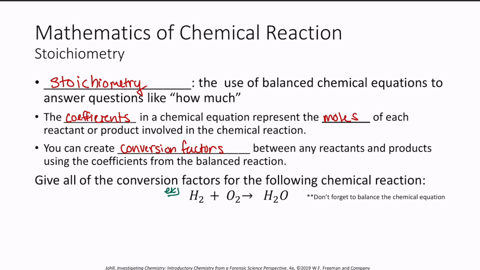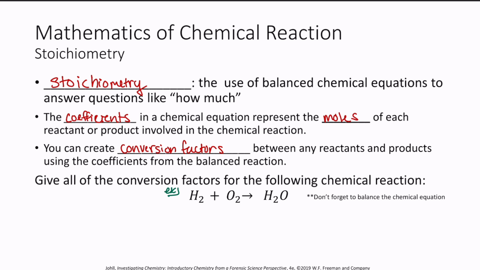If I were to read this reaction, I would read it as hydrogen gas reacts with oxygen gas to yield water or water vapor, depending on the temperature of the reaction. Now, the first thing I need to look for is, do I have a balanced chemical equation? Well, I notice that I have two hydrogen on my reactant side and two hydrogen on my product side. So that looks good. However, I have two oxygen on my reactant side, but only one oxygen on my product side. So I'm going to have to balance this chemical reaction first.